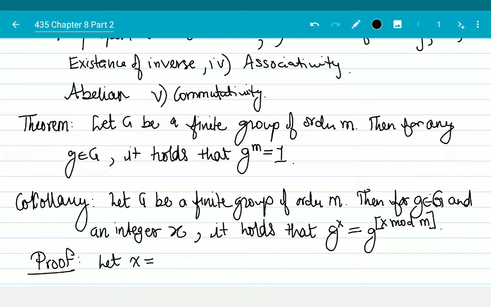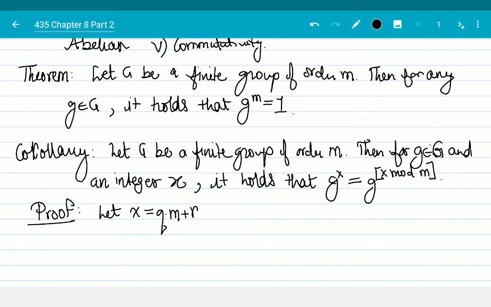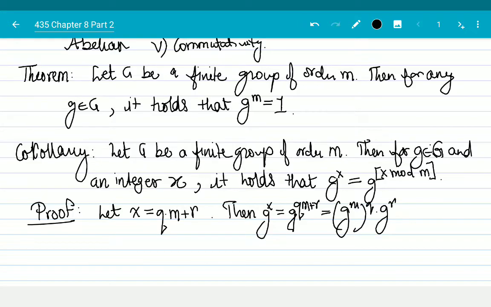Proof. Let us say x is equal to Q times M plus R. Then g to the x is equal to g to the QM plus R, which is equal to g to the M all to the Q times g to the R. Well, g to the M is 1, so this is 1 to the Q times g to the R, which is equal to g to the R. Okay?